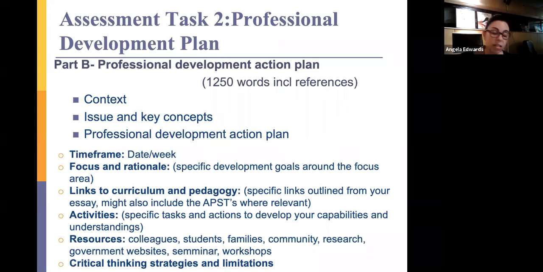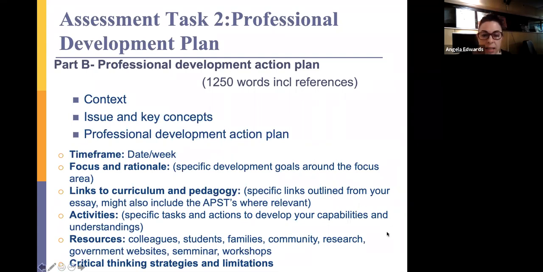So the activities, this would be specific tasks and actions to develop your capabilities and your understandings. And then resources, of course, you know, colleagues, students, particular research that you might be looking at, government websites, government documents that might help you, particular seminars. Some of you have mentioned that your school sends you out on particular workshops or things that are relevant to that context. You may be able to actually use that as part of your action plan as well if it's relevant to your focus area.